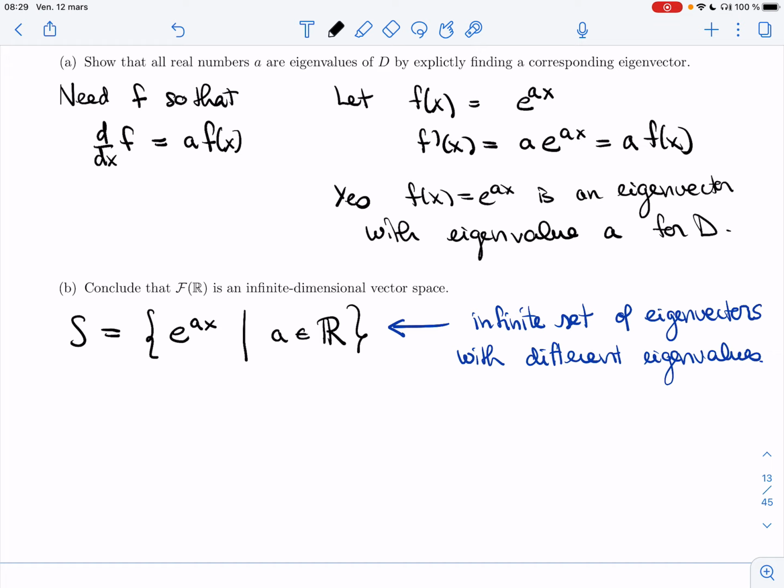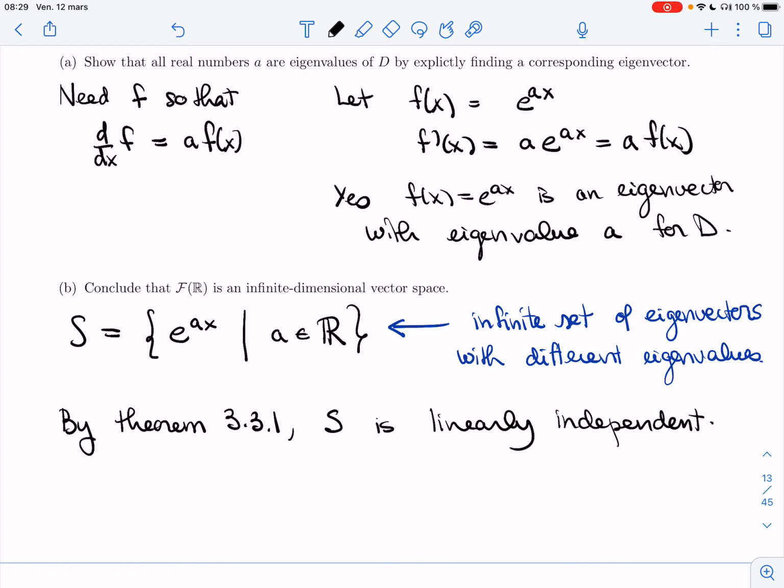By the theorem, I mean, we saw it for R^n, but it actually works. The proof as is works for any vector space. So by Theorem 3.3.1, S is linearly independent.